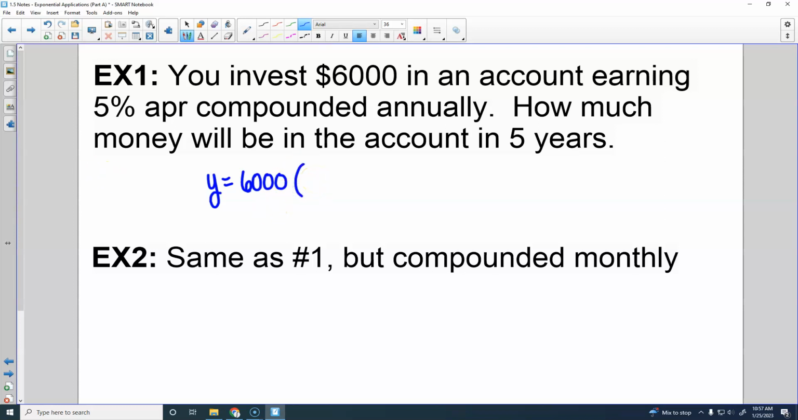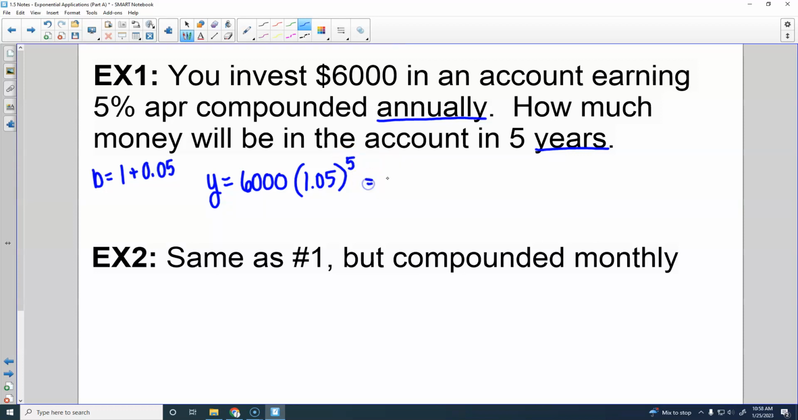My b value needs to be 1 plus my rate as a decimal, which is 0.5. I'm sorry, no it's not. What is it? 0.05. So 0.05, which gives me 1.05. And then your x value here is always some sort of time. Because it's compounded annually, and this is years, the x right here is your number of years, so you just have to put a 5 there.